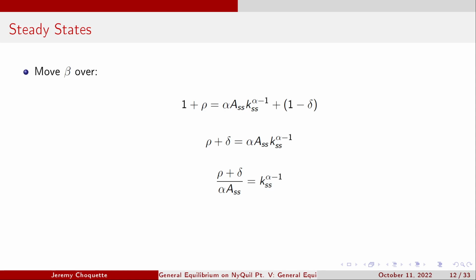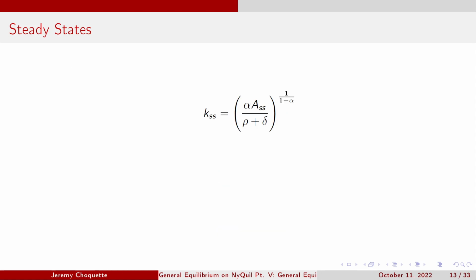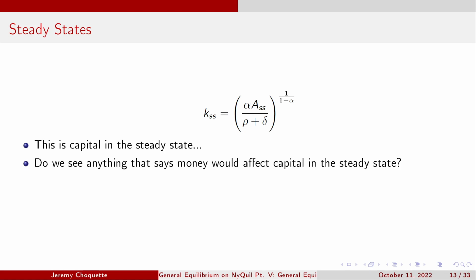Divide both sides by alpha times A, so I'm isolating K_SS. But in order to fully isolate K_SS, first I'm going to raise both sides to the power of negative 1. So now I get alpha times A over rho plus delta equals K_SS to the 1 minus alpha, rather than alpha minus 1. And then I fully isolate K_SS, steady state capital, and that is equal to alpha times A over rho plus delta, to the power of 1 over 1 minus alpha. So we've seen this before. This is capital in the steady state.